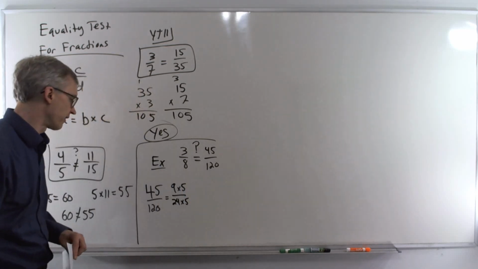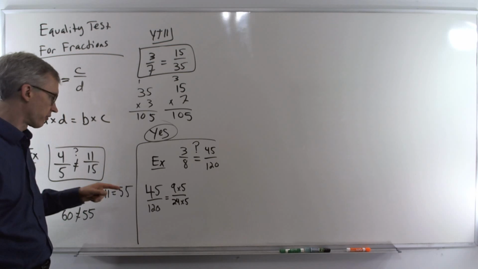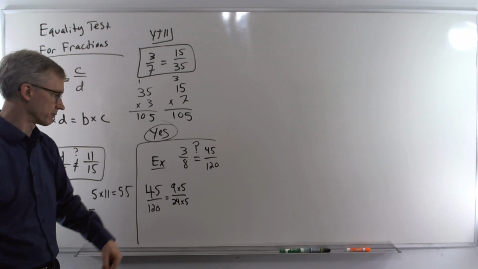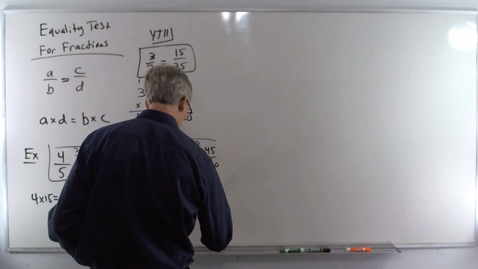So 5 is a common factor, right? We're ending in 5 and ending in 0. So 45 breaks up into 9 times 5. 120 is 24 times 5. The 5's cancel. That gives us 9 over 24.